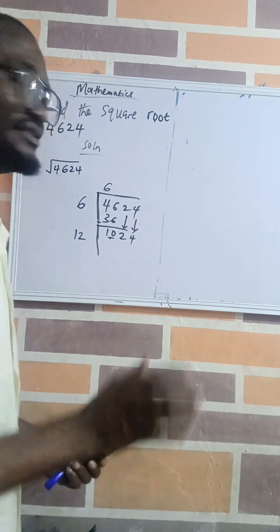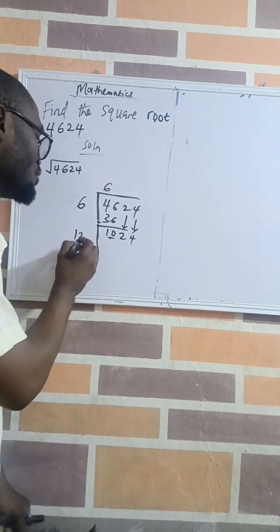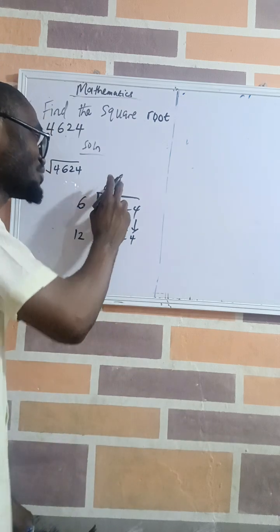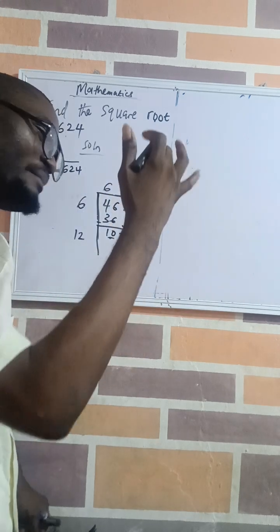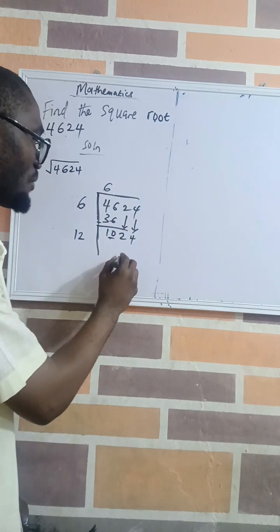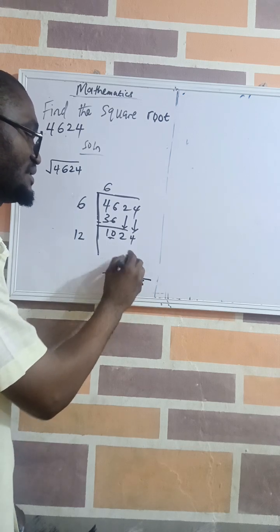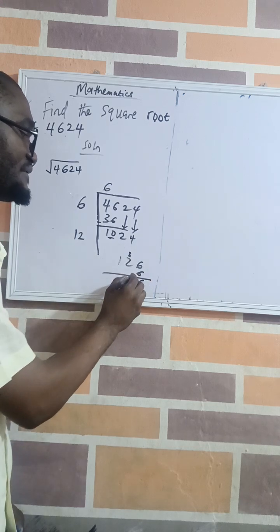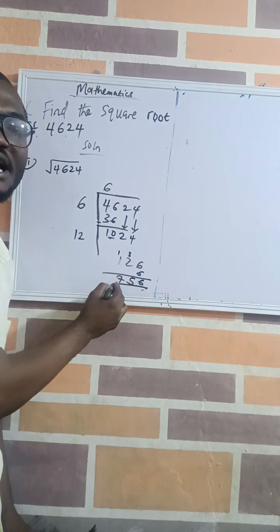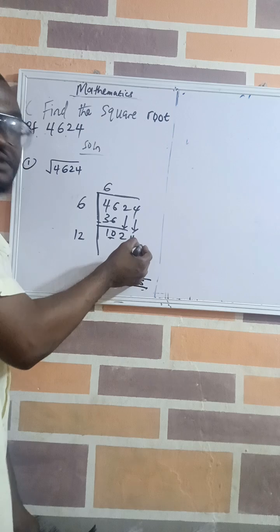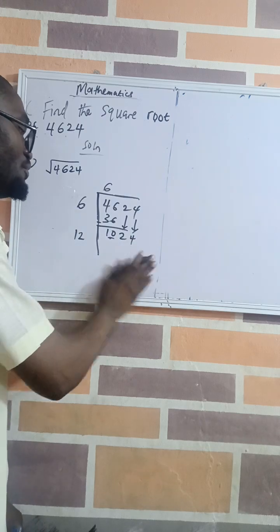1,024. Now, look at this. There's what we call trial and error method. Now, you look for 120 what times what will give you either 1,024 or number less than it. Now, let me try 126 times 6. 6 times 6 is 36, write 6 carry 3. 6 times 2, 12 plus 3, 15. 5 carry 1. 6 times 1, 6 plus 1, 7. We have 756. But it's still not up to 1,024. You have to keep trying.